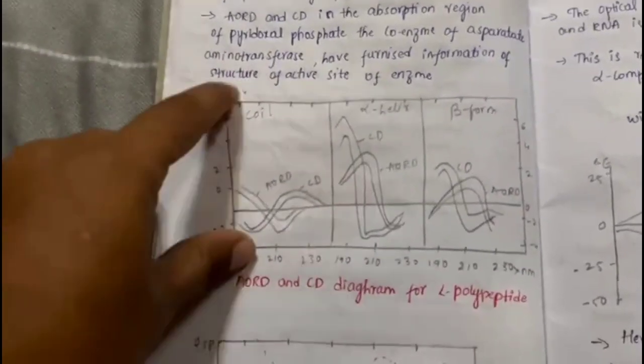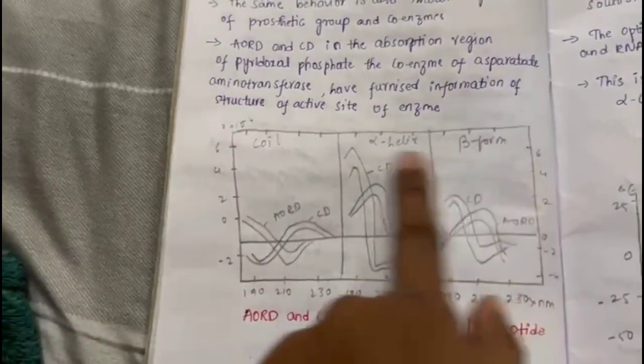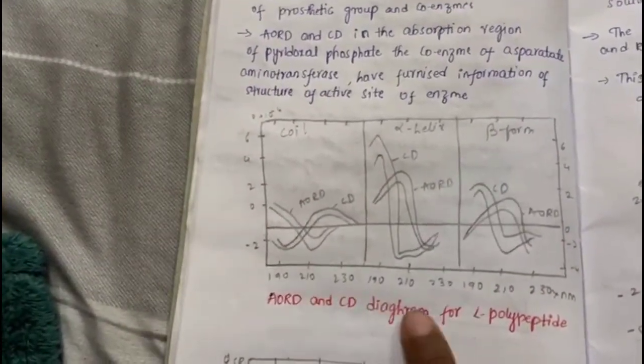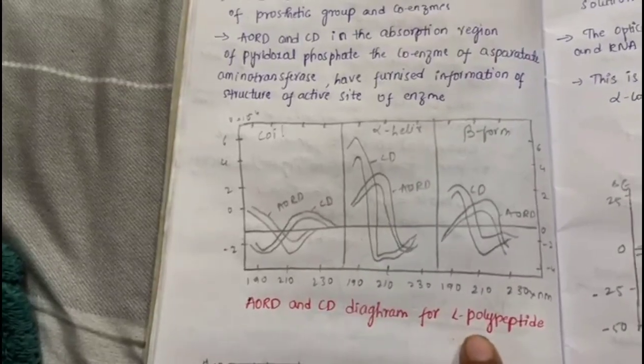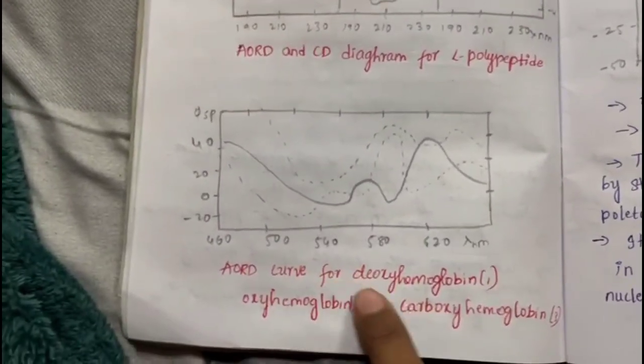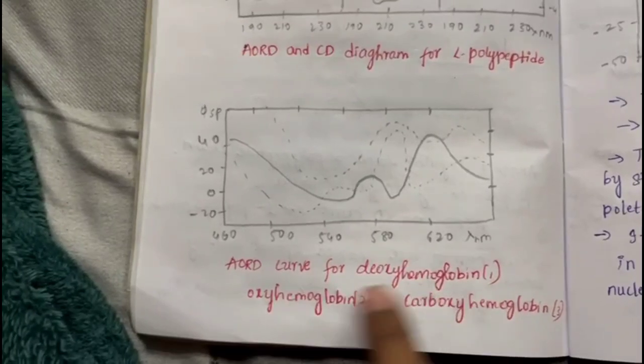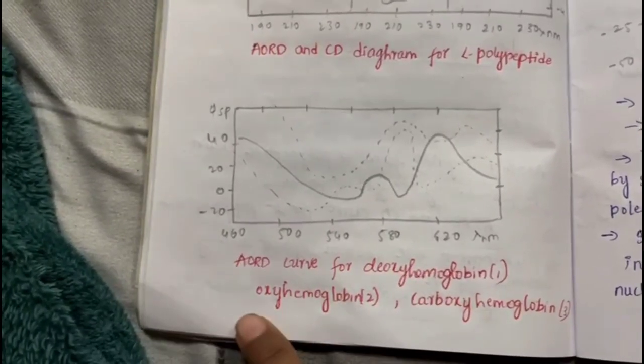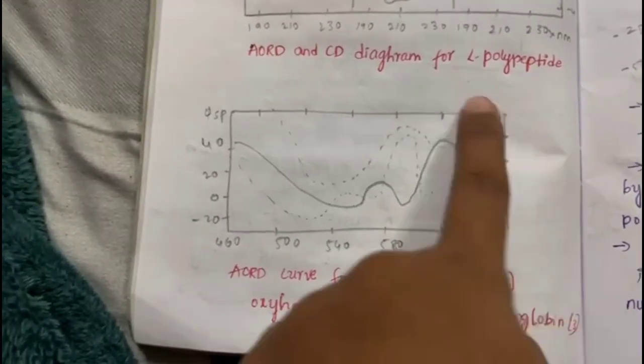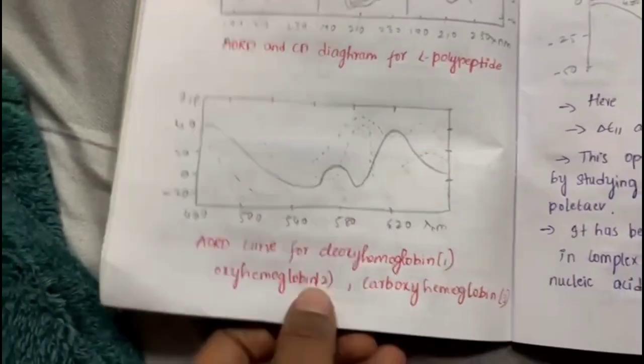So this is the graph or figure of the ORD and CD diagram for L-polypeptide, and this is for hemoglobin, deoxyhemoglobin, oxyhemoglobin and carboxyhemoglobin. So we get this graph.